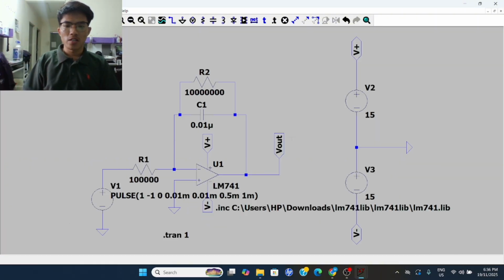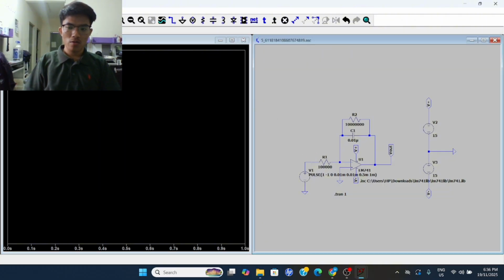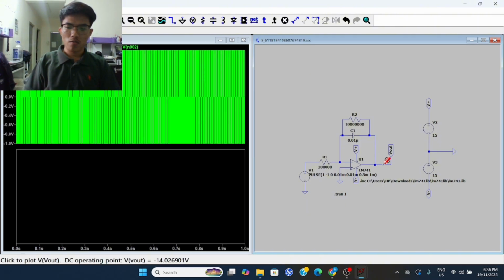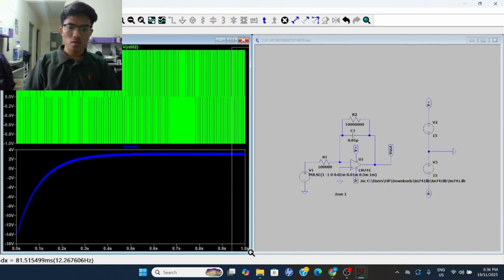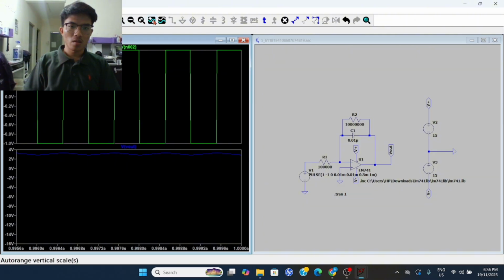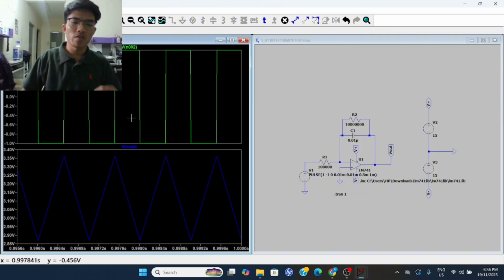Let's see the integrator op-amp. This is R2, R1, Vin. I use a pulse, and this is the setting. The op-amp is an LM741. I will run. I will click on the Vin, and then click on the Vout. I will zoom. This is the waveform for Vin and below is the waveform for Vout.